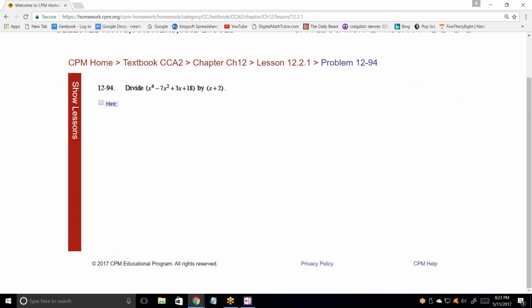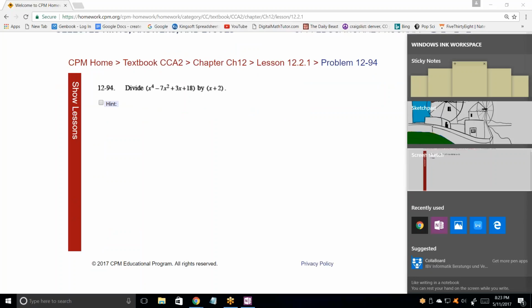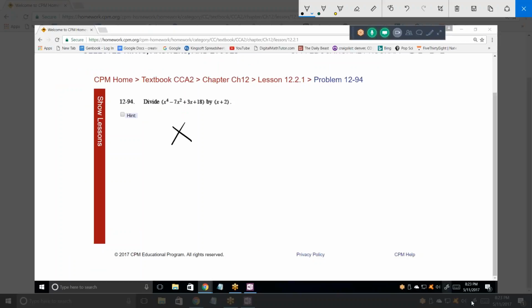Okay. This time, let's have you do it the whole way. X plus 2 divided into x to the 4th. Oops. What goes next? Minus 7x. Or minus 0, or plus 0. I'm missing the x cubed term. Yeah. So I need a dummy variable.